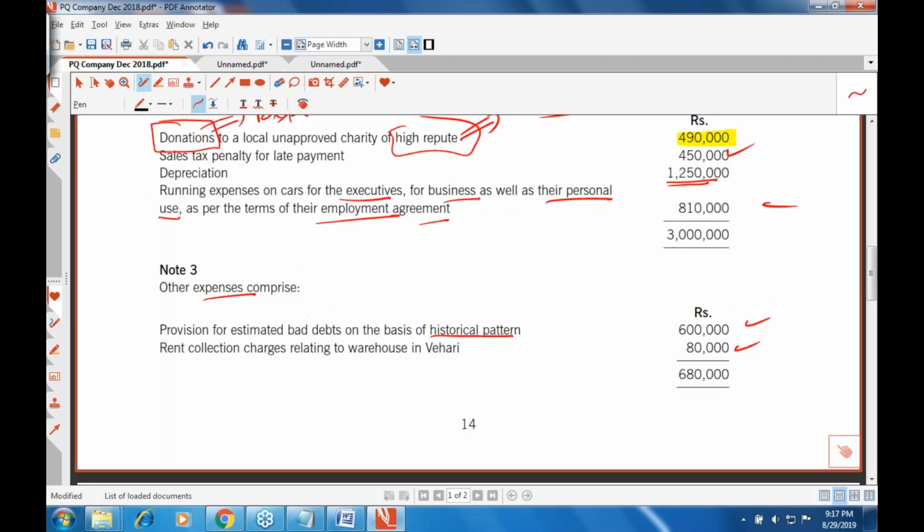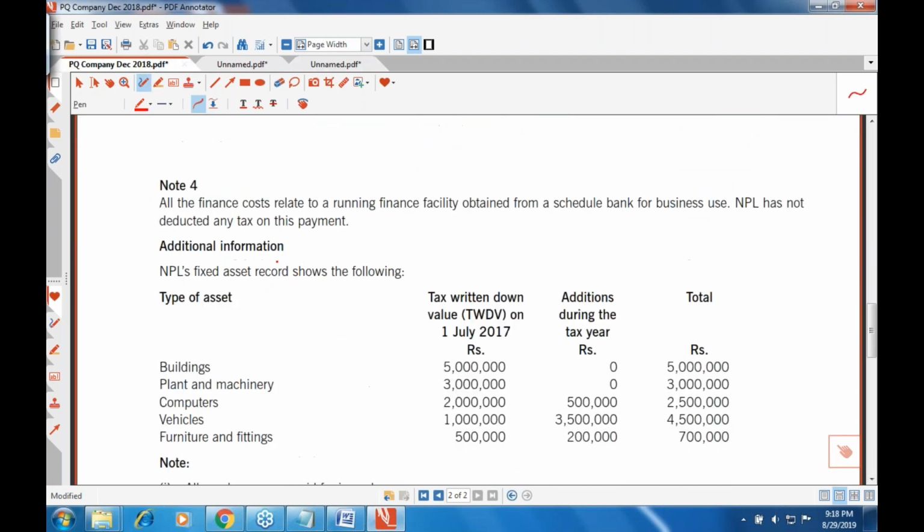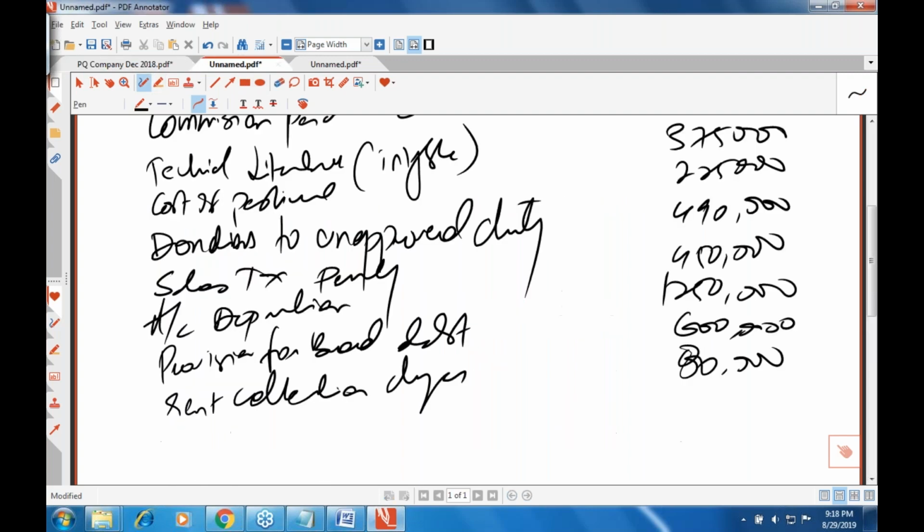What next is there? It says all finance costs related to running finance facility obtained from a scheduled bank, NPL has not deducted any tax on this payment. Now remember, whatever interest you pay, you have to deduct tax on it. Although the running finance is obtained from a scheduled bank, you have not deducted the tax. If there is a payment on which you fail to deduct tax, that payment is disallowed. So the finance cost, which is 5 million rupees, is going to be disallowed.